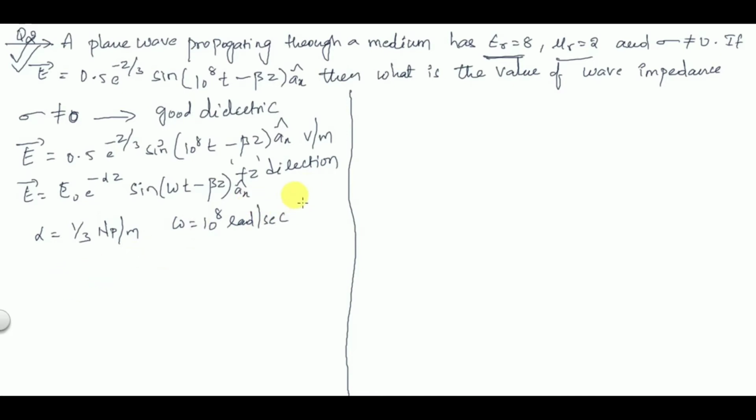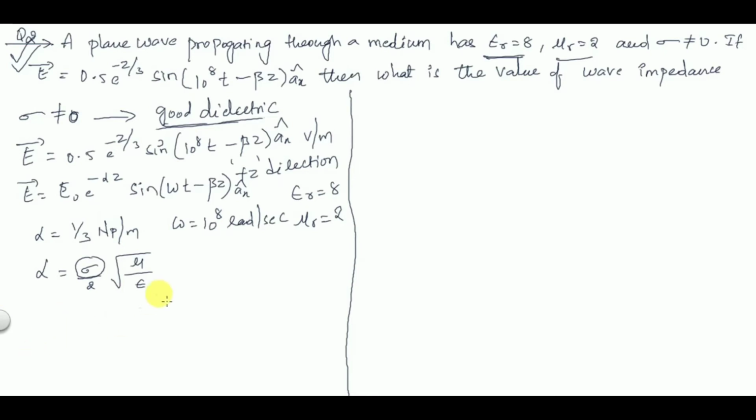Okay, and we have epsilon r value is 8, mu r value is 2. So when the medium is good dielectric, what is the value of alpha? Alpha is given by sigma by 2 into root of mu by epsilon. We are not given the conductivity value, so we have to find the value of sigma.